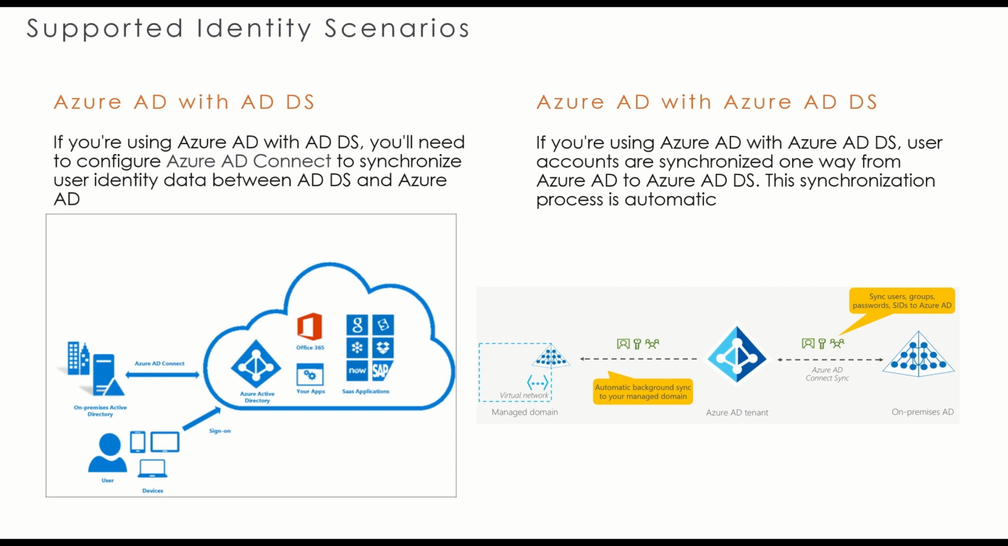In terms of the supported identity scenarios, you've got Azure AD with Active Directory Domain Services and Azure AD with Azure Active Directory Domain Services. Depending on your business stance, the deployment methods and the in-house skill you have will be dependent on the scenario, and you may only use AD Domain Services if you're using the likes of FSLogix as a roaming profile for persistent desktops.